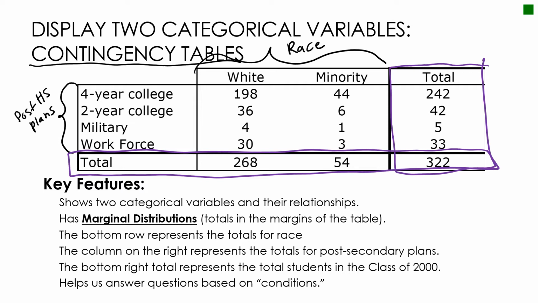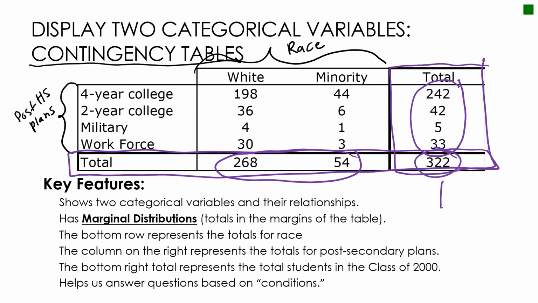So the key features here are that we do have the marginal distributions, and that's what we're dealing with here. This would be a marginal distribution of plans after high school. This would be a marginal distribution of race. Again, the rows represent the totals. The column represents the totals for post-secondary plans. And then here we can see that we have a total of 322 students.